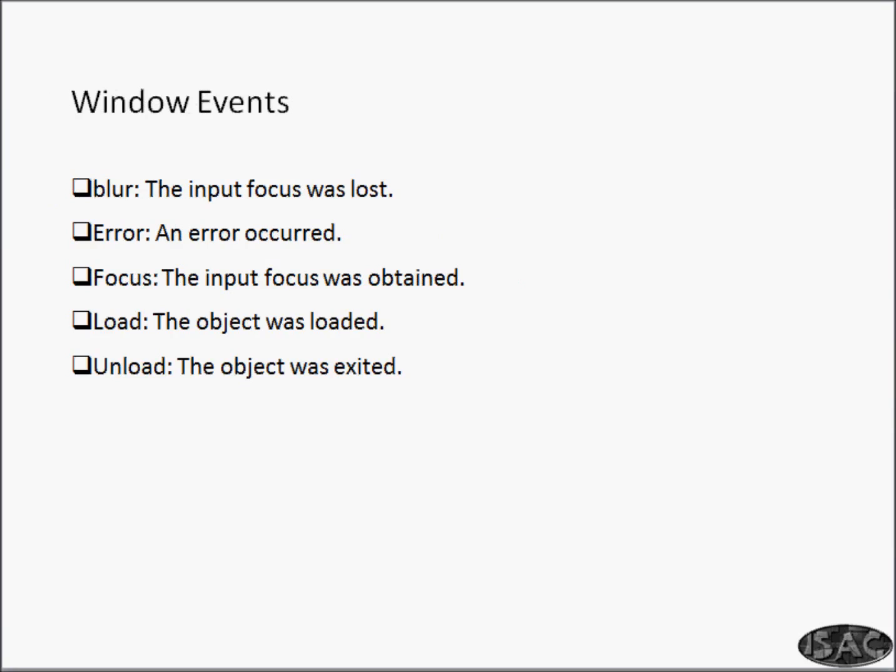Window events: on blur, on error, on focus, on load, on unload, that we can use. If the object gets exited, on unload. If the object was loaded, on load. If object focus is obtained, on focus, and similarly focus losing, on blur. If an error occurs, on error, right? So we have several events with window events.